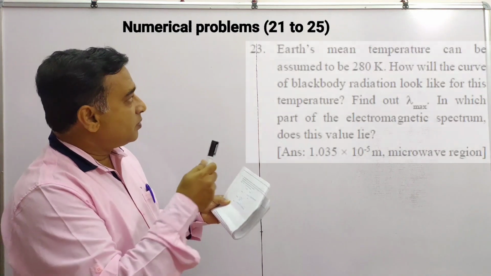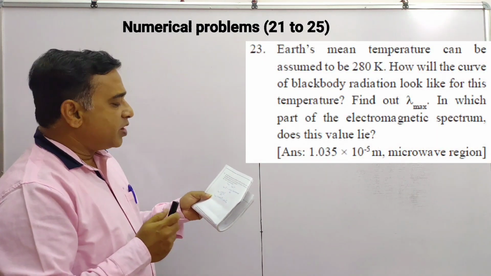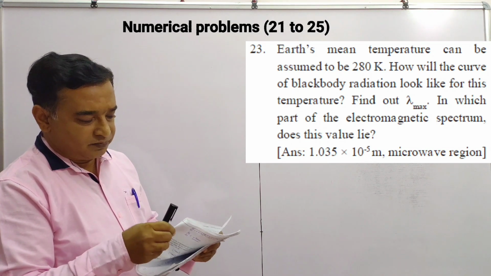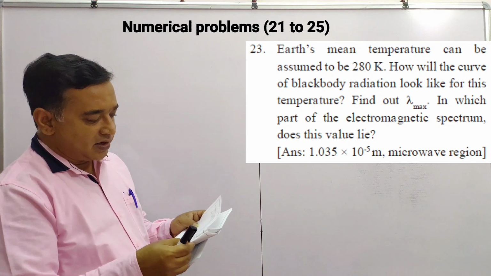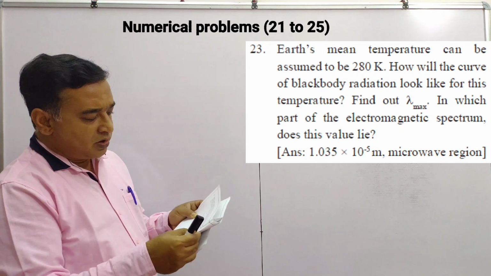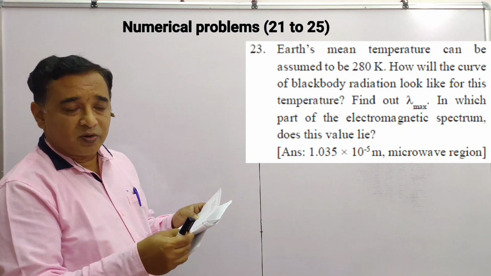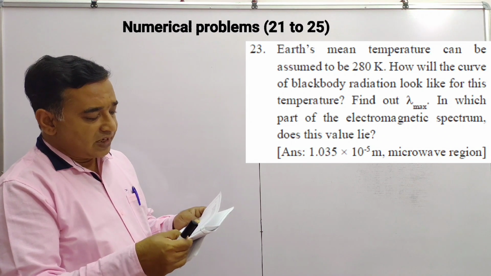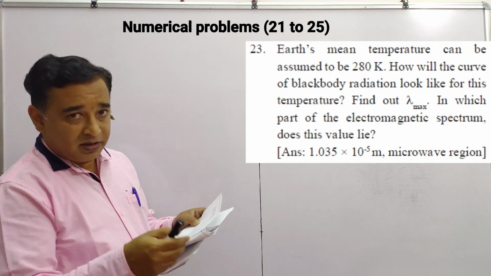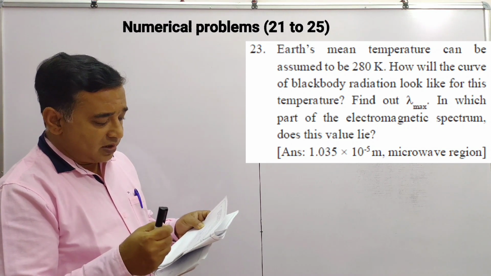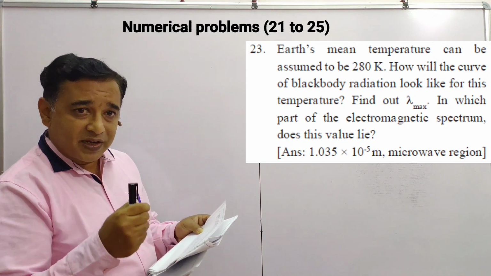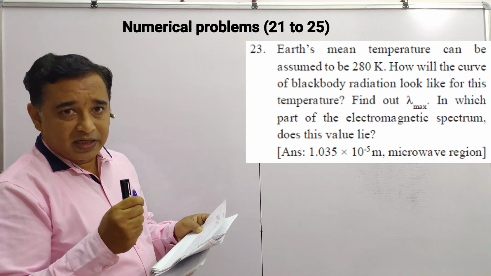Let us start with problem number 23. I am going to read it; pay concentration on that one. Earth's mean temperature can be assumed to be 280 Kelvin. How will the curve of blackbody radiation look for this temperature? Find out the maximum wavelength, and in which part of the electromagnetic spectrum this value lies. We need to calculate that value, and then give the region in which that wavelength falls.